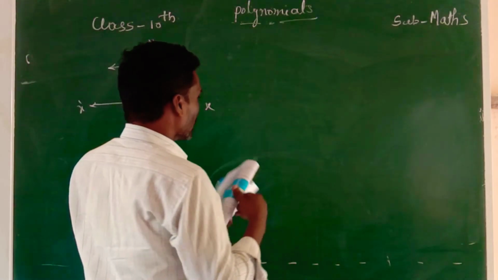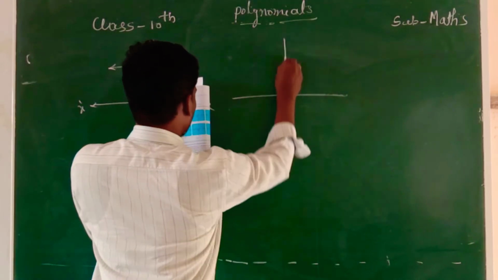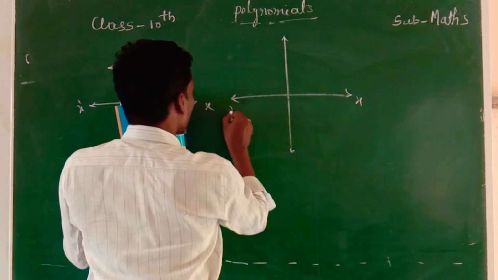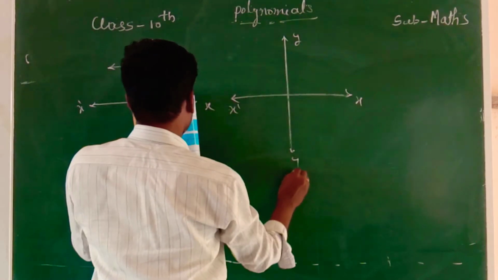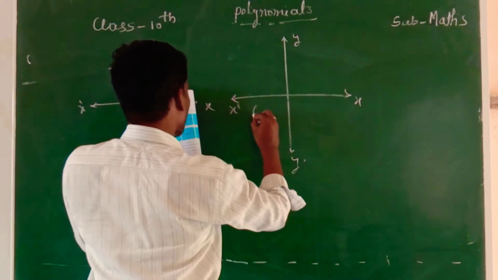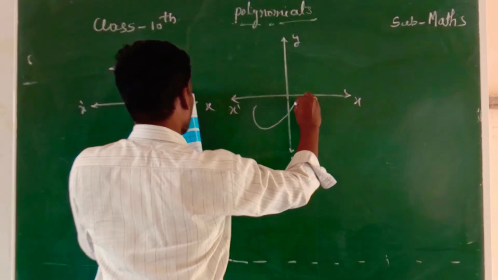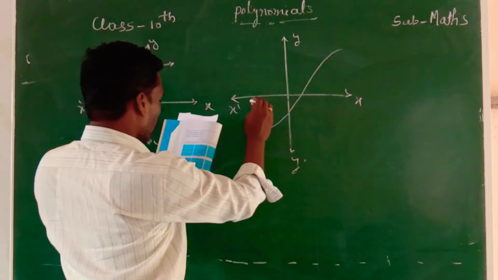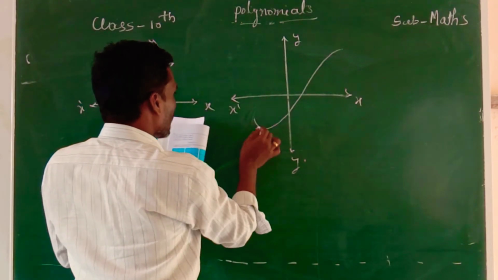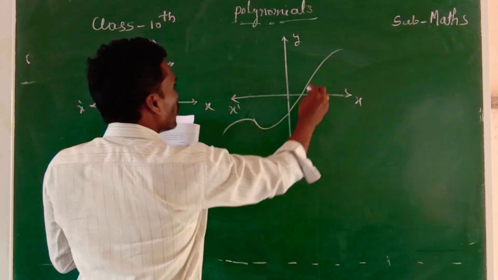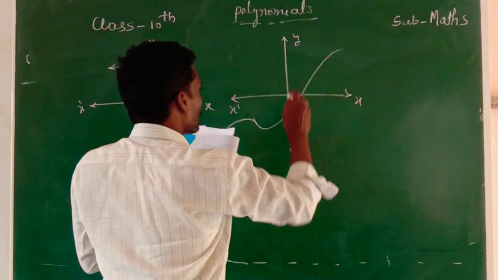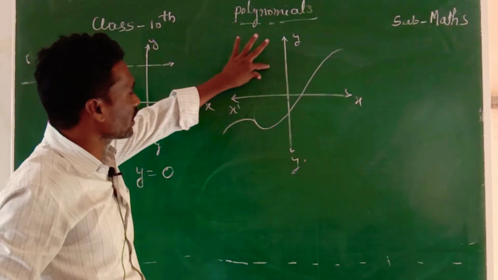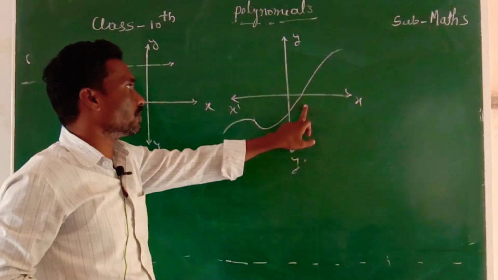Next diagram they have given for us. The same x and x dash, y and y dash, and the diagram is like this. Here, how many times is the line going to intersect? It is going to intersect only one time. How many zeros are there? Only one zero is there.